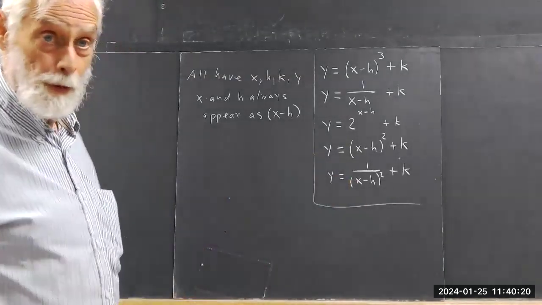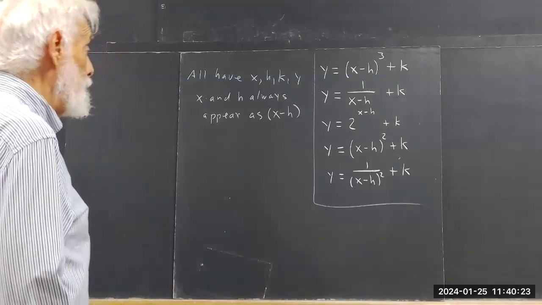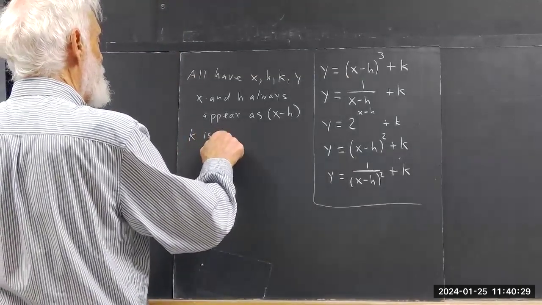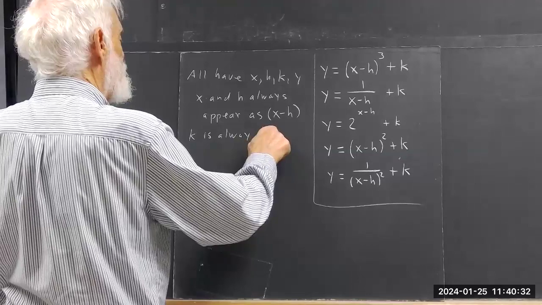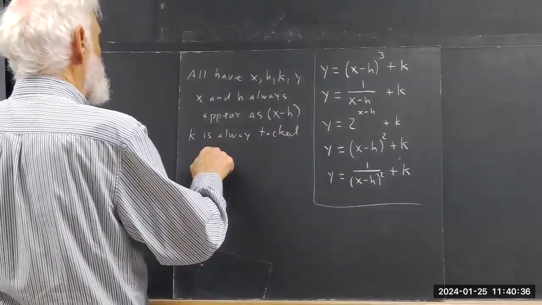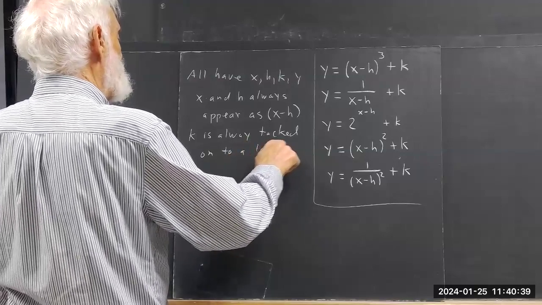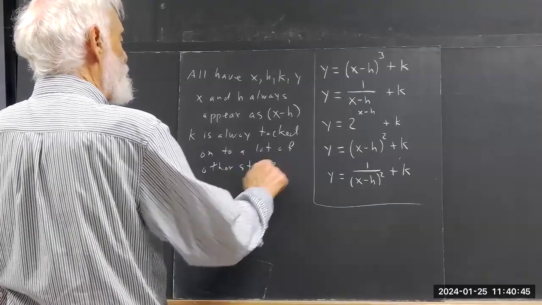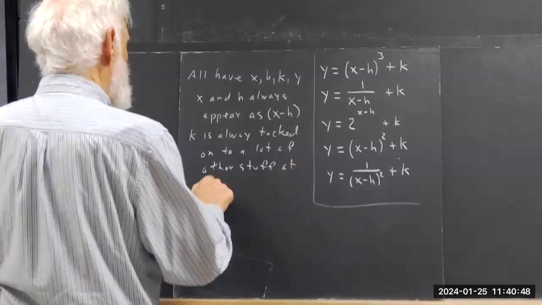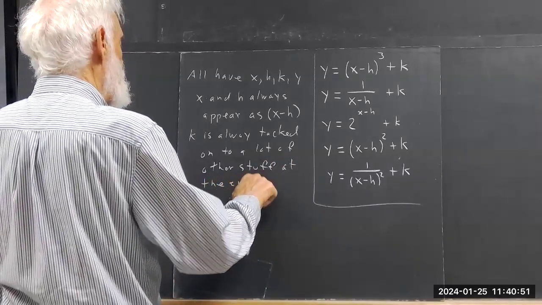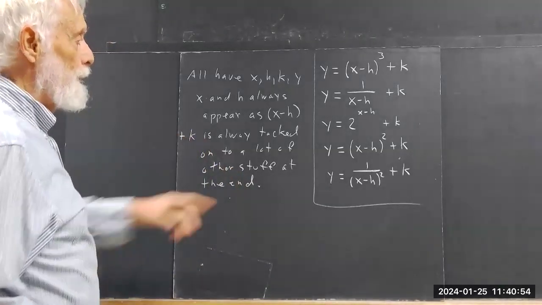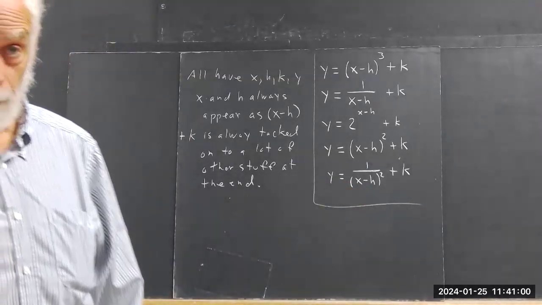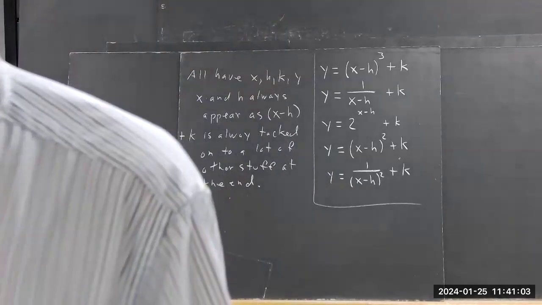If you didn't, well, you saw other things. Everybody saw some good things. That's kind of a big deal. And then k is always tacked on at the end. It's always a plus k, just like h only appears as part of an x minus h, right? Okay, good, good.